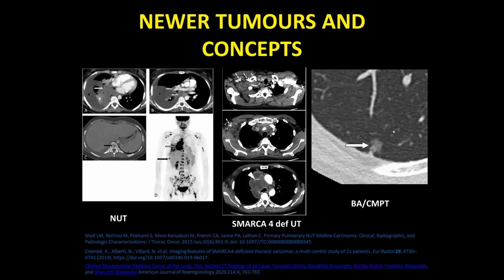Then among the benign lesions, there is the bronchiolar adenoma or ciliated muconodular papillary tumor of the lung, called BA/CMPT. That is a new entity.